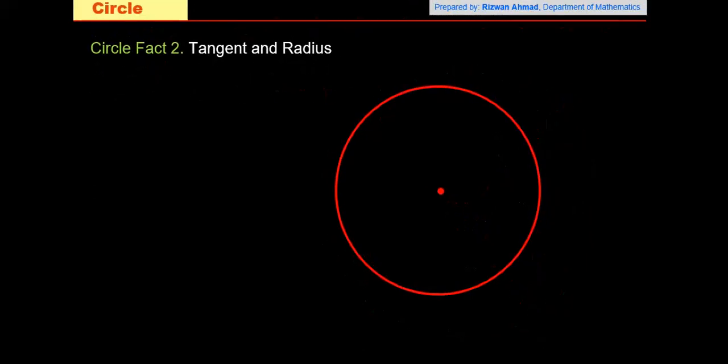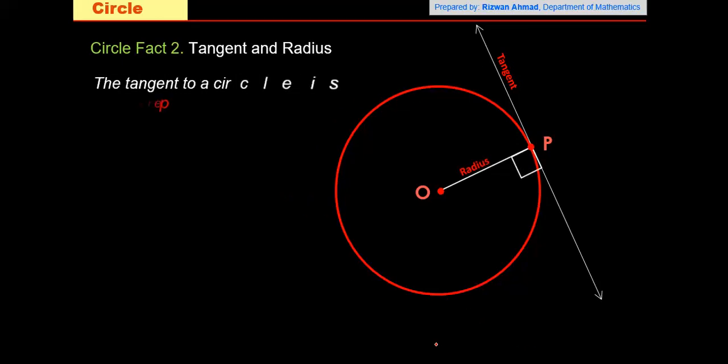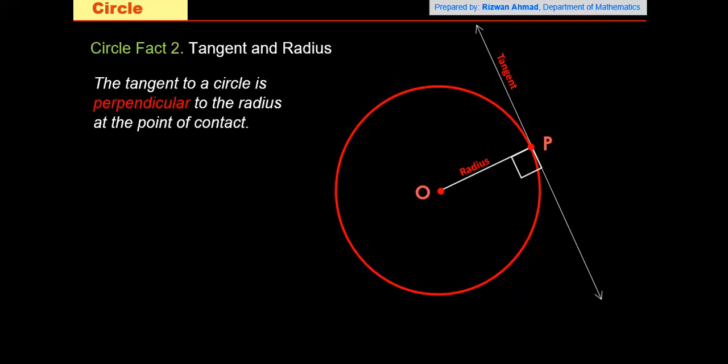Then there is another fact, which is about the tangent and the radius. They are always perpendicular to each other. So this is also a fact. More facts and properties we will do in our next videos.